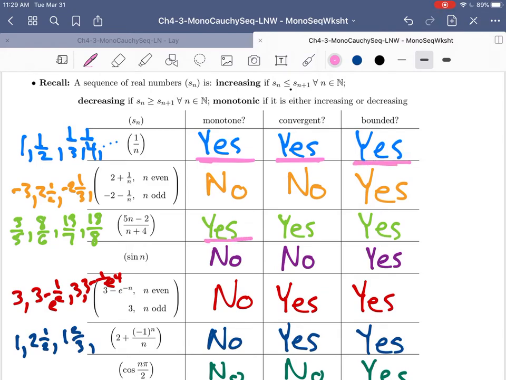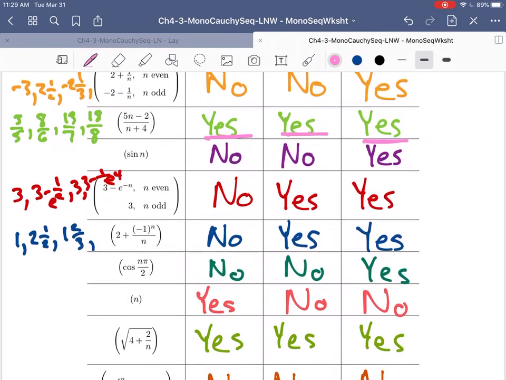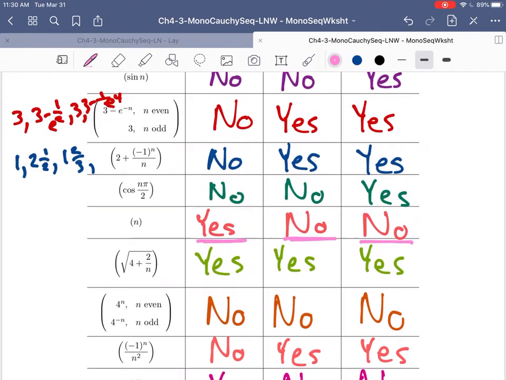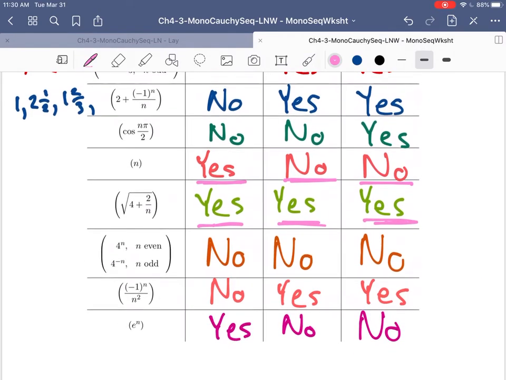This one we said, yes, it was monotone. It was convergent. It was also bounded. Down here we said, yes, it was monotone, but it was not convergent, nor was it bounded. Yes, it was monotone. Yes, convergent. Yes, bounded. Yes, it was monotone. No, it was not convergent. And no, it was not bounded.